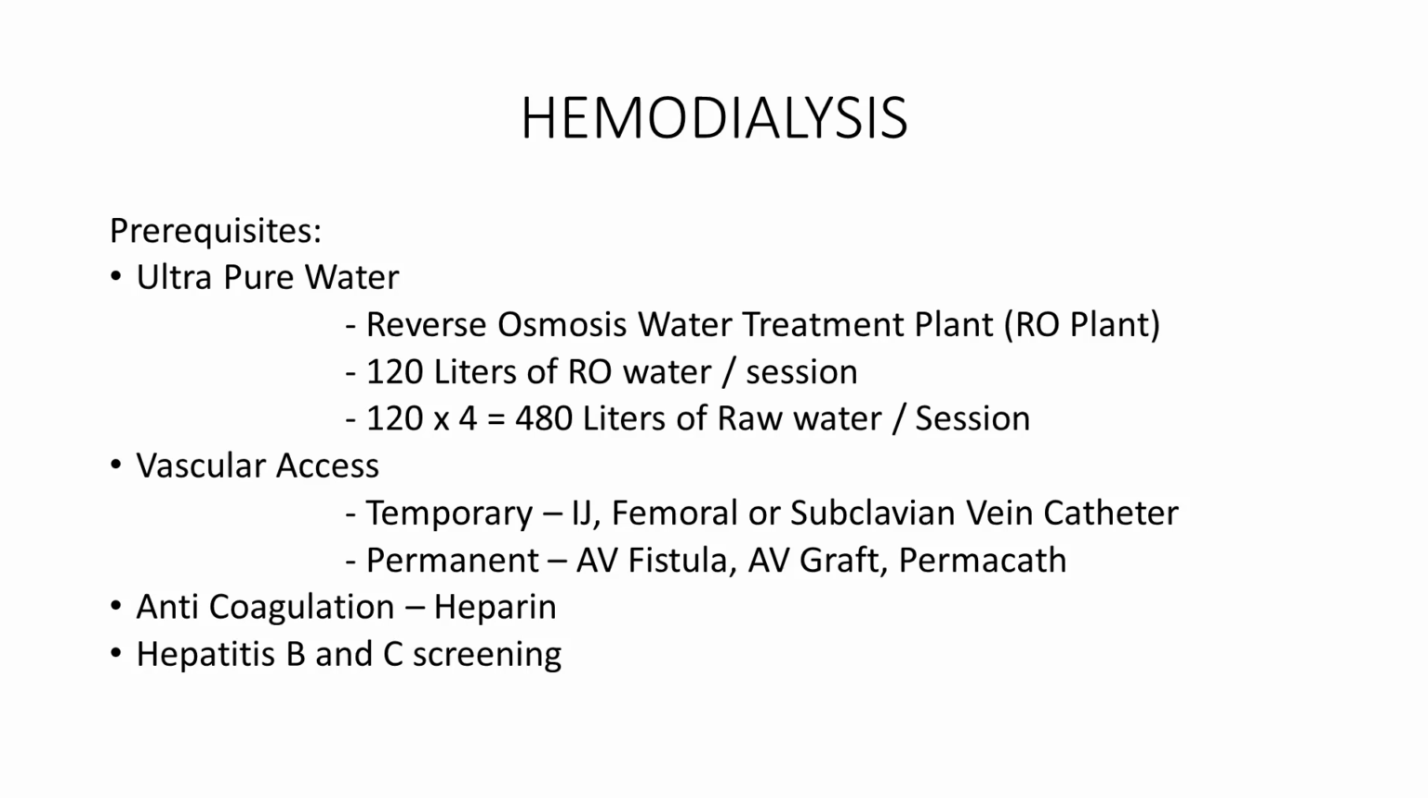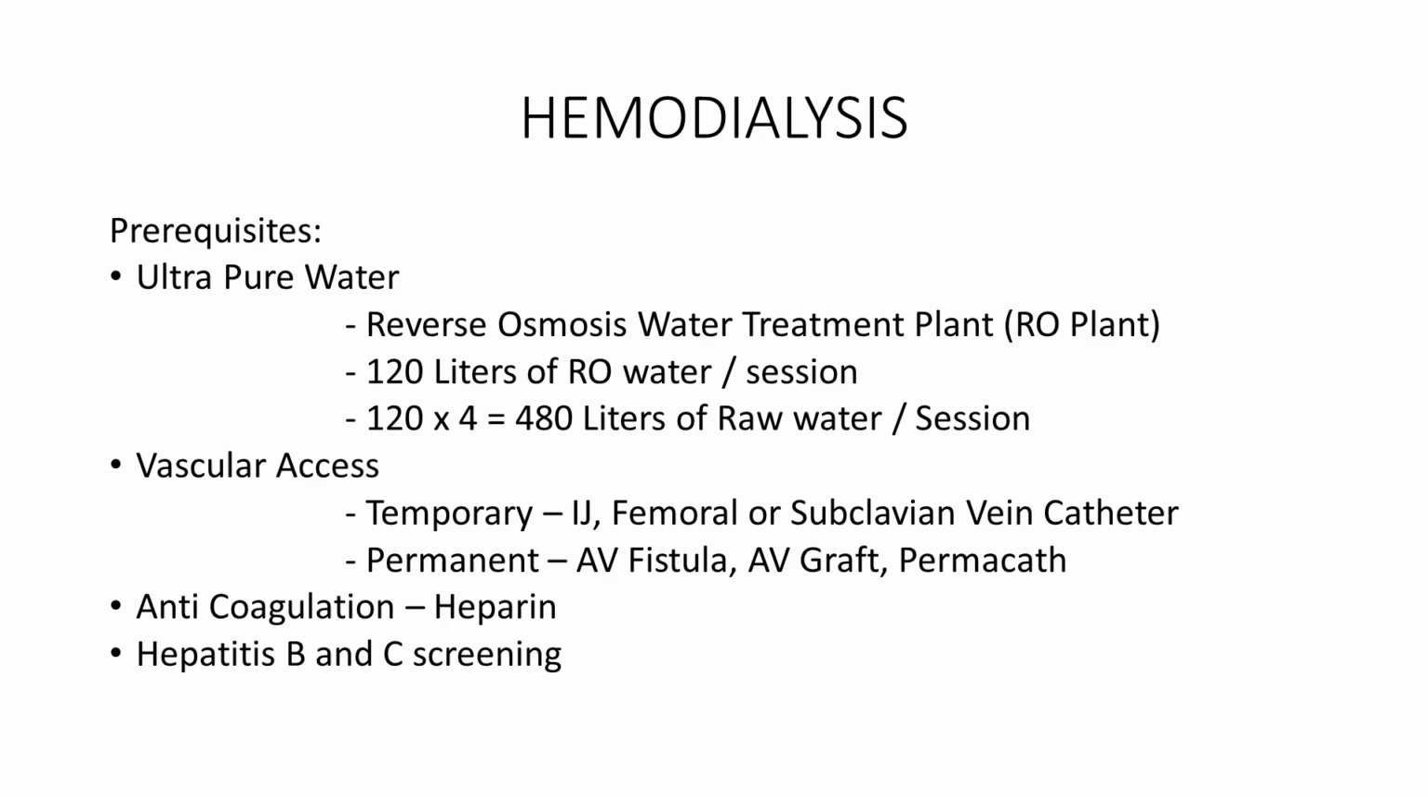Now then, you also need a vascular access. The vascular access are basically of two types. Temporary, mostly for acute kidney injury or patients who have got no permanent vascular access. In them, you have to use the temporary vascular access in the form of IJ catheters, femoral catheters, or subclavian vein catheters. The permanent vascular access are AV fistula, AV graft, and permacath. Permacath is not purely permanent, but it can be used for say 1 to 2 years.